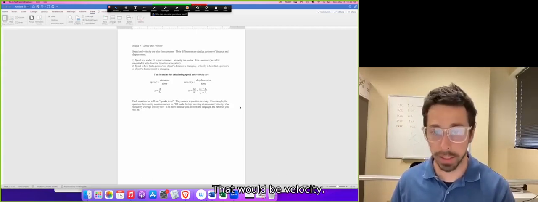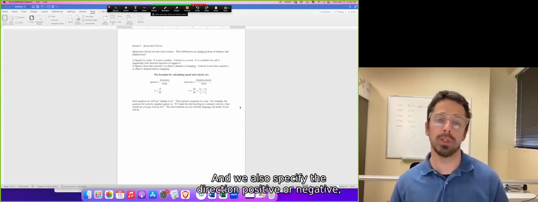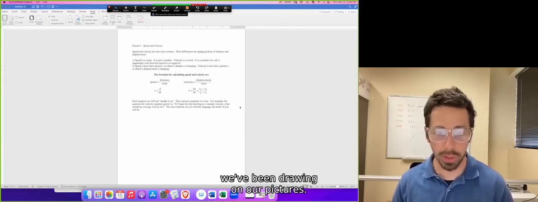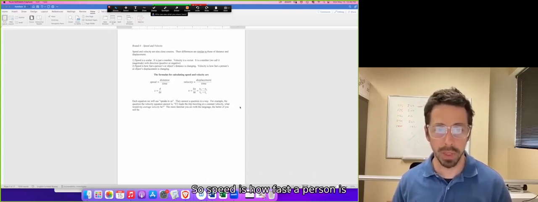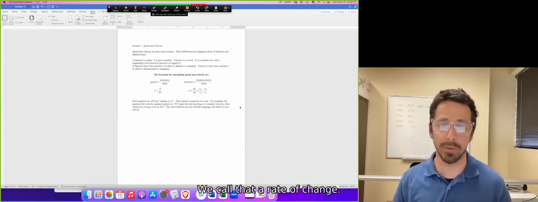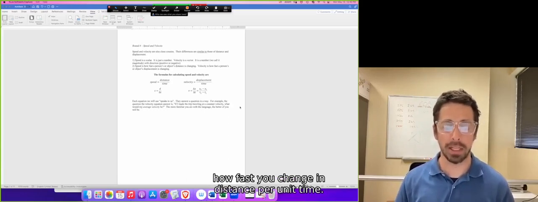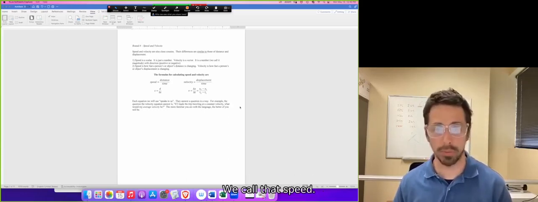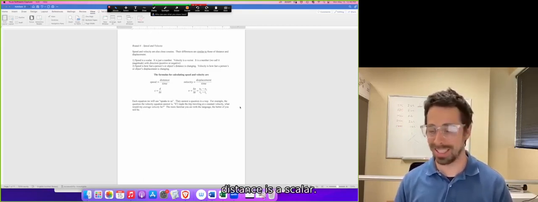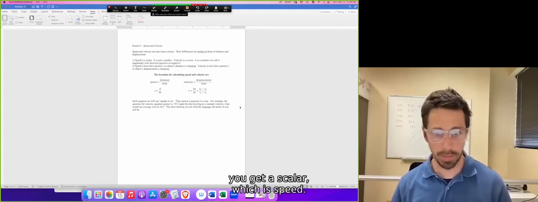That would be velocity. So velocity is a vector. It's a number that we call magnitude, and we also specify the direction, positive or negative. It's what we call the direction of that arrow we've been drawing on our pictures. So speed is how fast a person is changing distance in time. We call that a rate of change. The rate of change of distance, how fast you change distance per unit time, we call that speed. Makes sense, right? Speed is a scalar, distance is a scalar. So if you take distance divided by time, you get a scalar, which is speed.